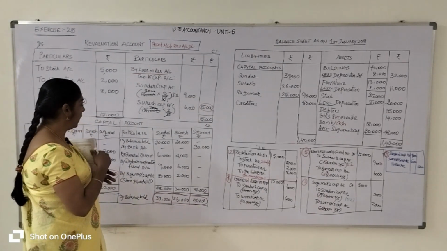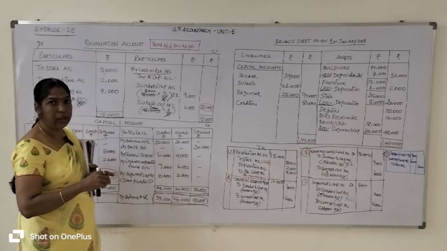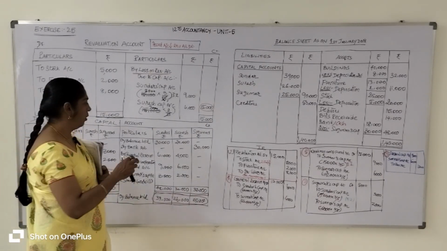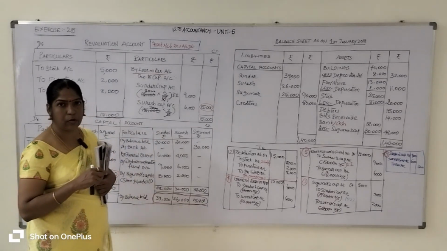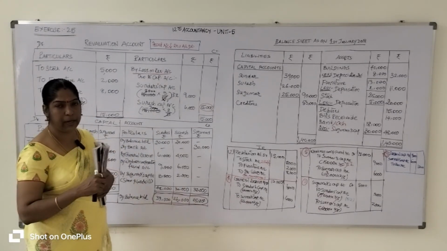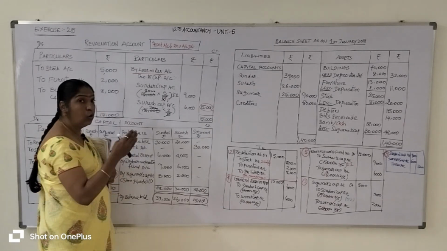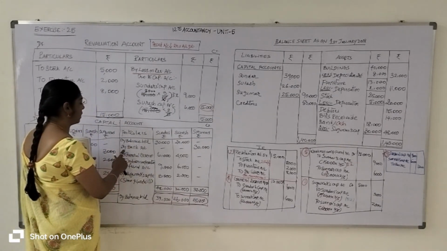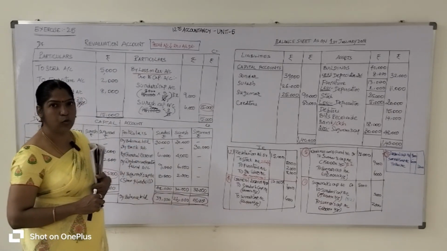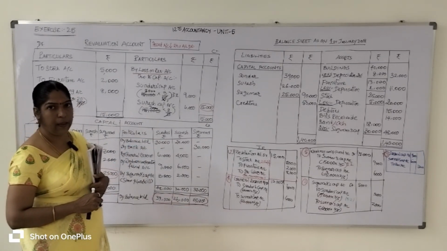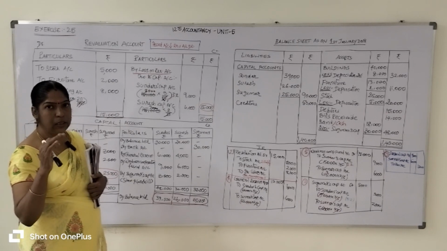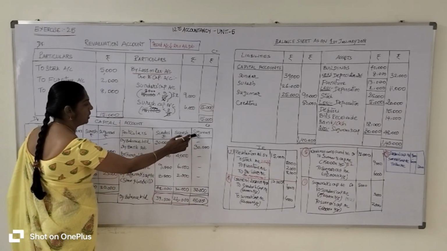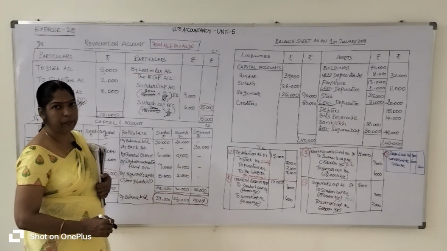After entering the opening balance of the capital account, the next account is the new partner's capital account. First we entered the old partners' capital account from the question, that is the opening balance. Next is the new partner's capital account. Who is the new partner? Sukumar is the new partner. How much capital does he bring? 30,000 rupees. So by bank account, we enter 30,000 rupees into Sukumar's column.